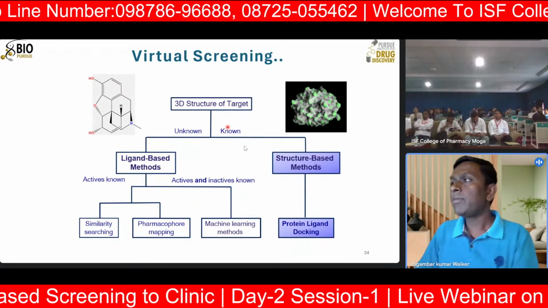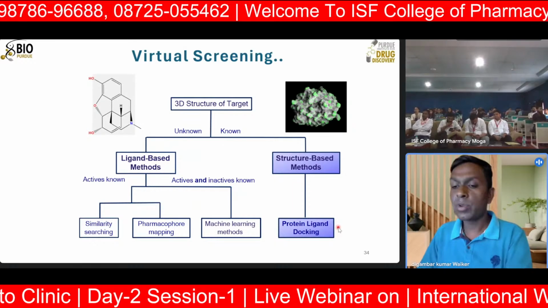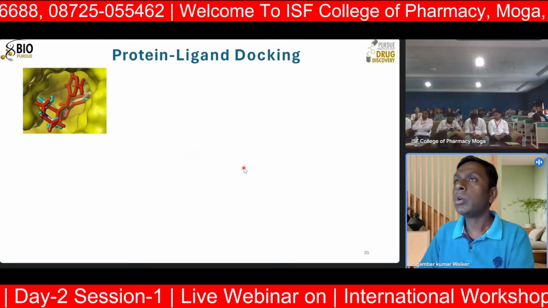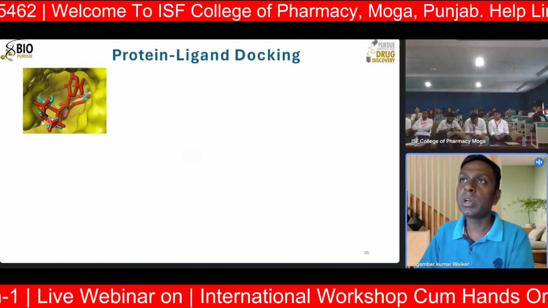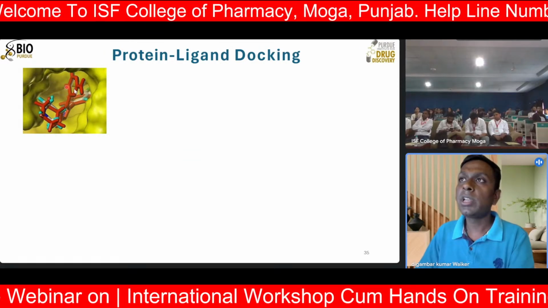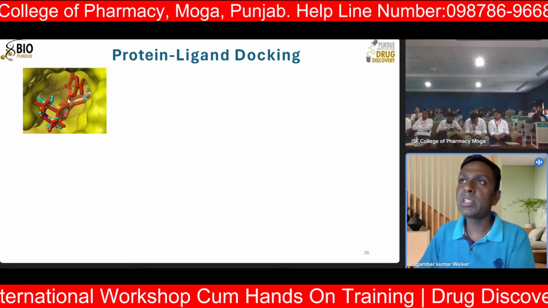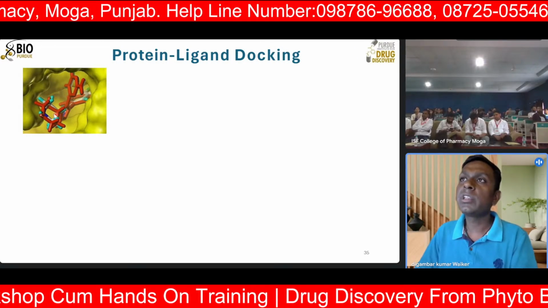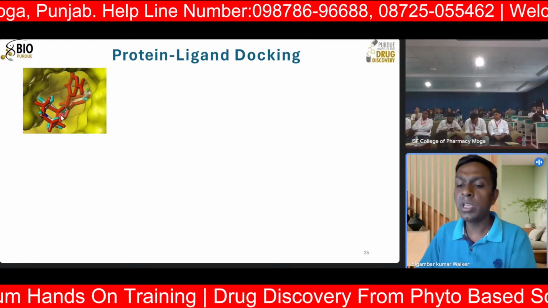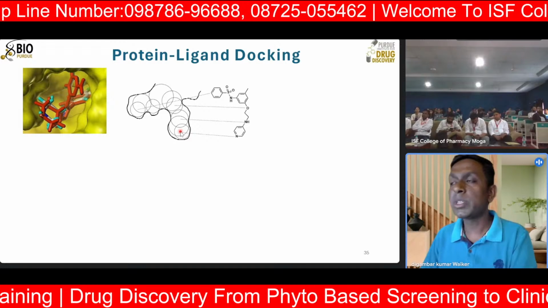So suppose if you have the protein structure available, you can do a structure-based method, like protein ligand docking. So what is protein ligand docking? If you have a protein, which I'm showing you here in yellow, you can take this ball and stick model, which is your chemical structure. You can take this structure and dock it into the protein's specific target site.